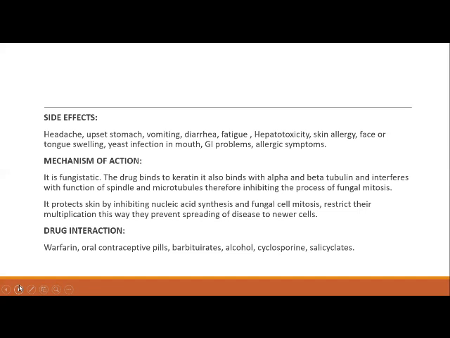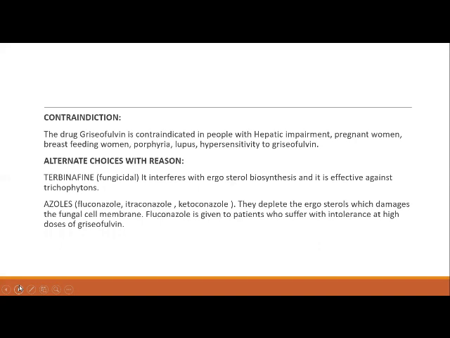The drug interactions of Griseofulvin that occur most frequently are with warfarin, oral contraceptive pills, barbiturates, alcohol, cyclosporins, and salicylates. Contraindications. Now, some contraindications that we should be cautious of while using the drug. The drug Griseofulvin is contraindicated in people who have hepatic impairment, lupus, porphyria, and it's also contraindicated in pregnant women, breastfeeding women, and people who have hypersensitivity towards Griseofulvin.